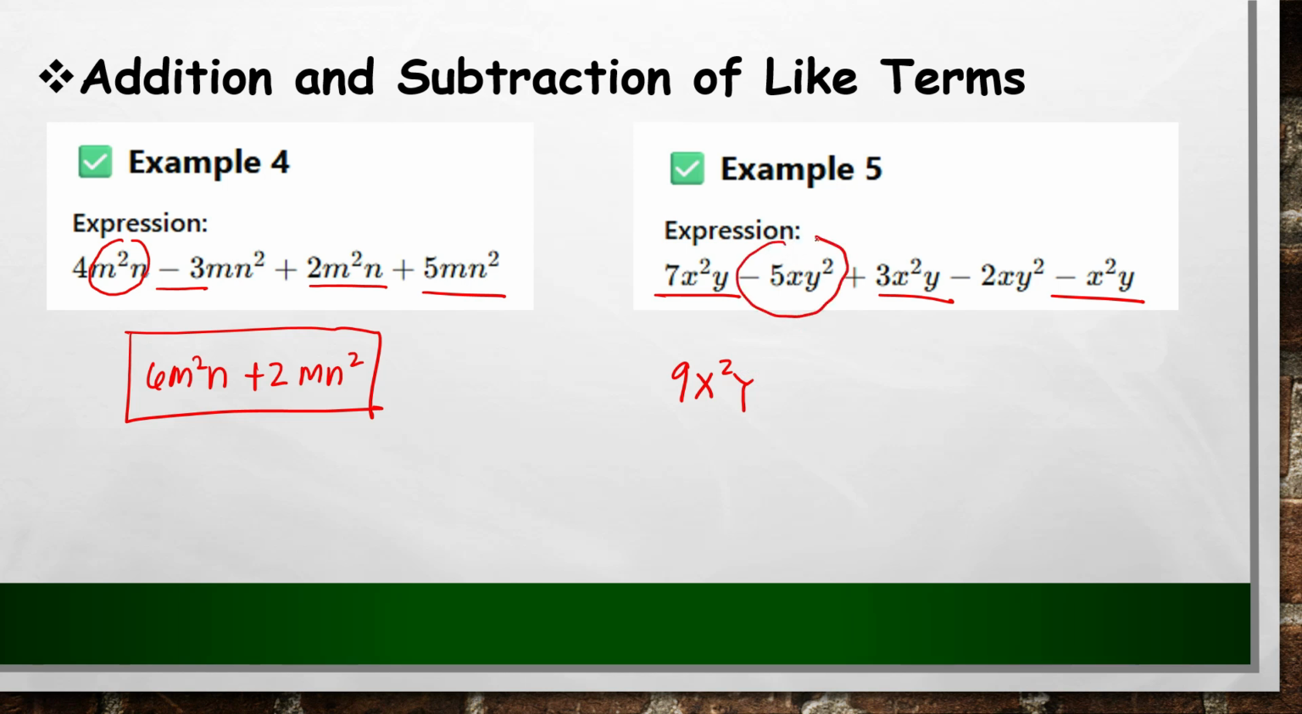So for the remaining 2 terms, I believe they are similar. So we can add the 2, that's negative 5 plus negative 2. That equals negative 7xy squared.